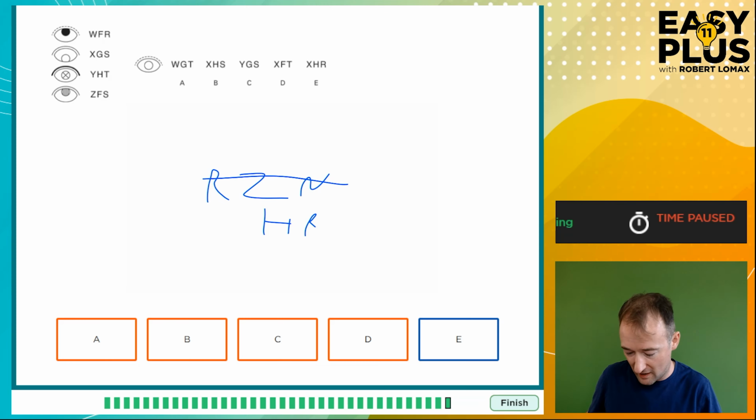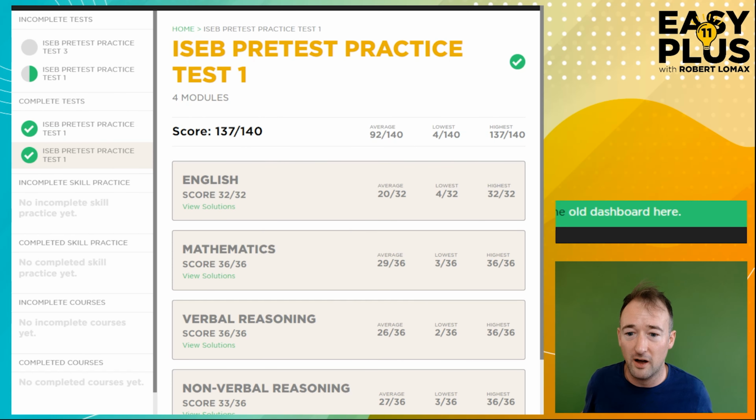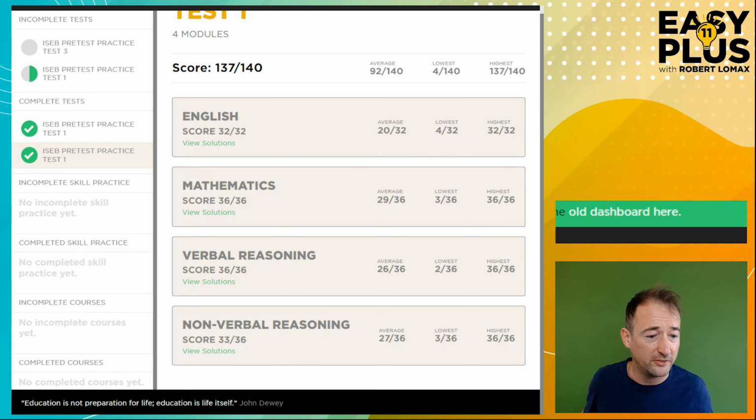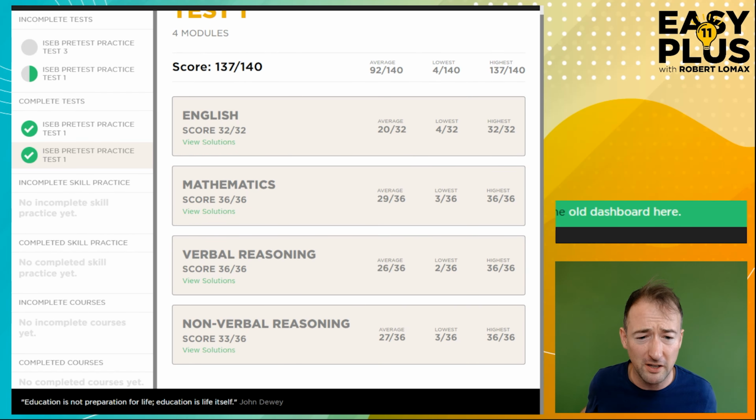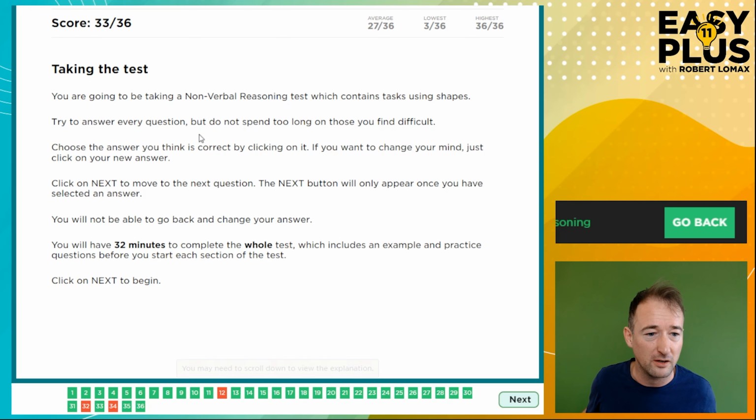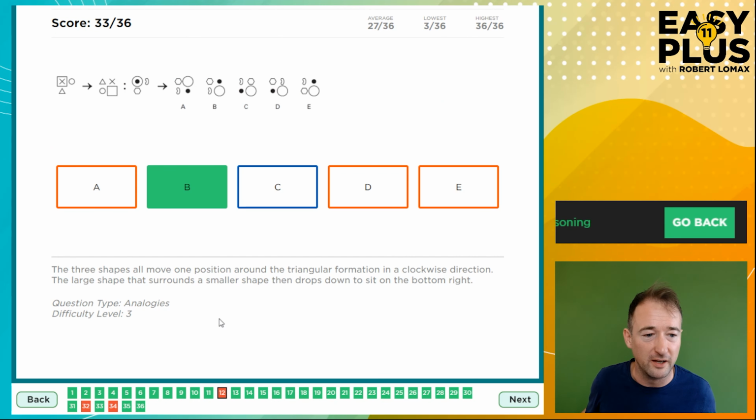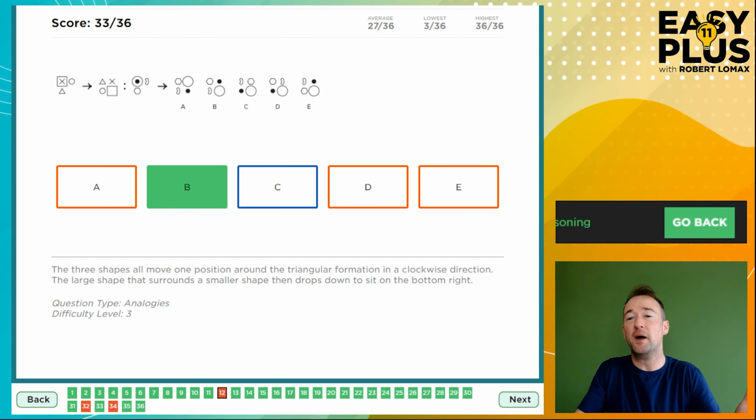Let's see how I did. Okay, so I got 33 out of 36. So I've got 3 of these wrong. Let's go in and have a look and see where I made my mistakes. So I can see that question 12 was a mistake. Let's have a look at this one. So what did I do here? I had it backwards.